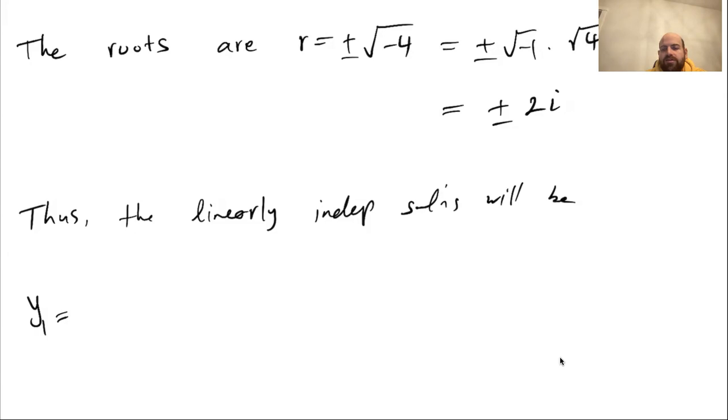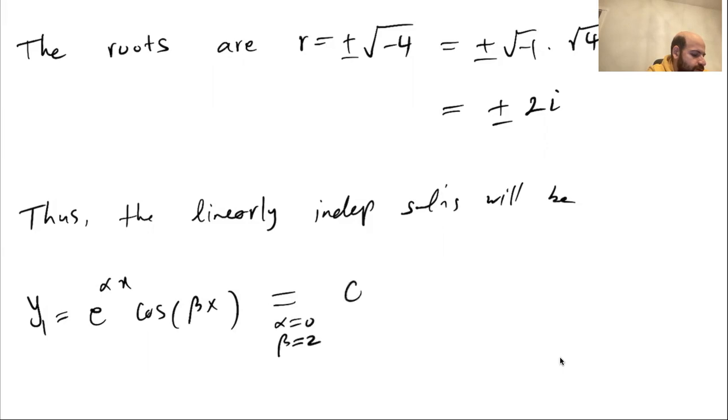And the solutions should be e to power alpha x cos beta x and e to power alpha x sine beta x, but alpha is 0. So I don't have any e to power alpha x term. The e to power alpha x term will be e to power 0, which is 1. So I'll be left with cos beta x and sine beta x. So y1 equals e to power alpha x cos beta x. Here alpha is 0, beta is 2. So this is cos 2x.